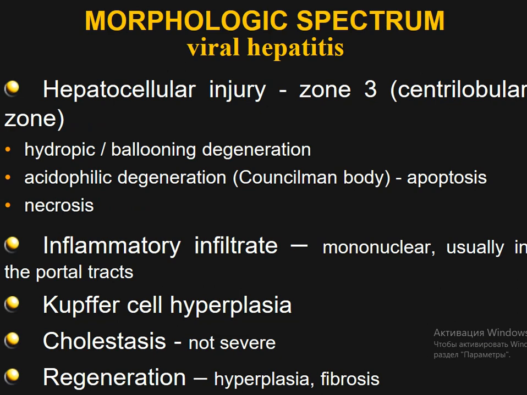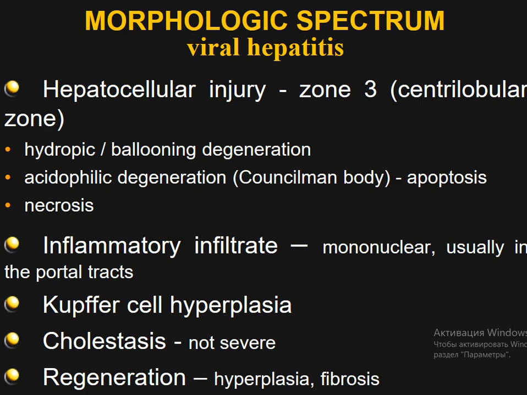Morphologic spectrum of viral hepatitis includes the features listed in these slides. First of all, hepatocellular injury. It is seen, first of all, in zone 3, the central lobular zone, and includes hydropic or ballooning degeneration, acidophilic degeneration with apoptosis and as a result formation of Councilman bodies, and different types of necrosis.